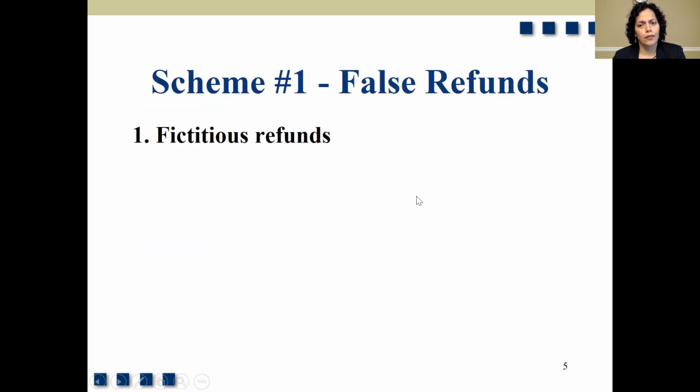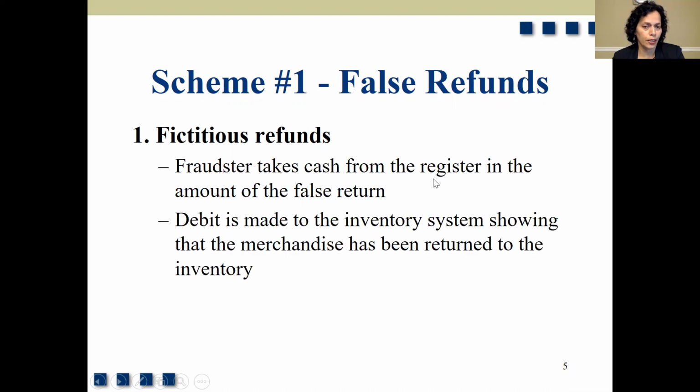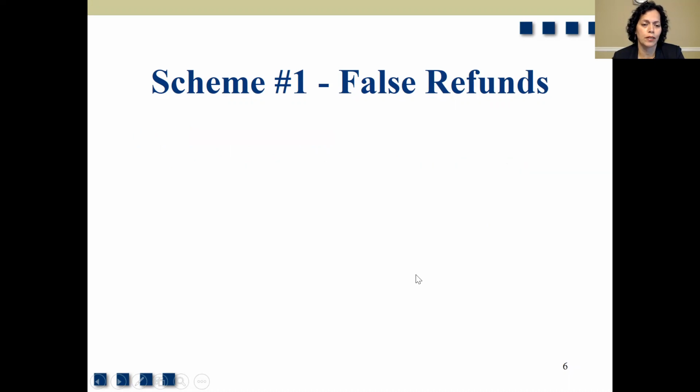There are three types of false refunds. The first one we're going to look at is a fictitious refund. As the name suggests, it's fictitious, which means a refund never happened. The process did not happen, as in the customer coming and physically returning the goods. That never happened. So the fraudster takes the cash from the register in the amount of the false return. They're going to do the journal entry to debit the inventory system to show that the merchandise has been returned. So it's fairly straightforward. There is actually no physical inventory coming back.